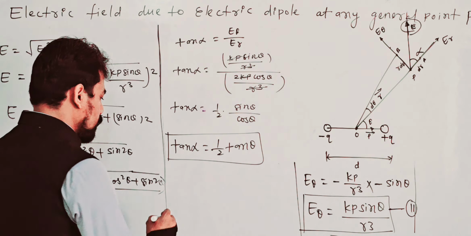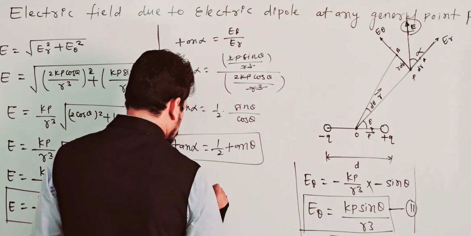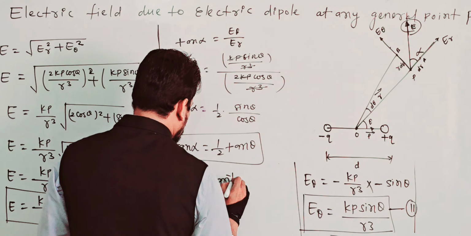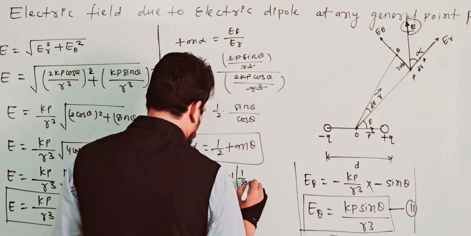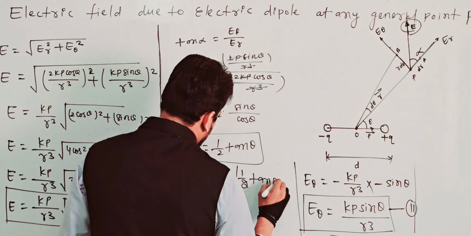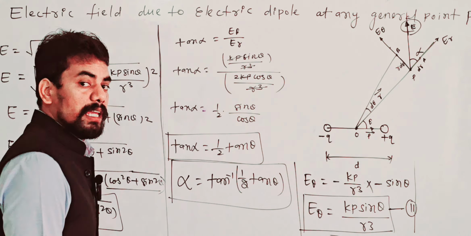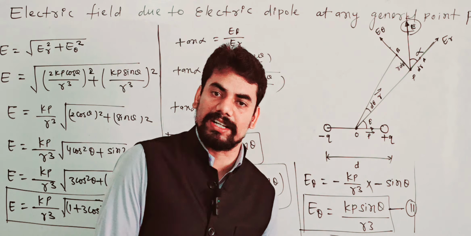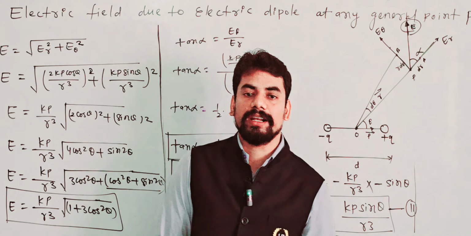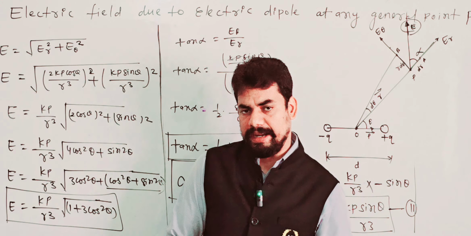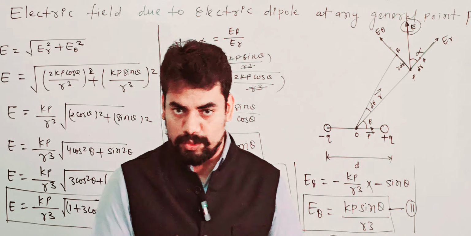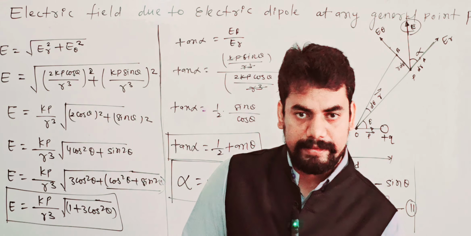Any problem? So alpha we can write tan inverse 1 by 2 tan theta. This is the general point. Students, keep in mind, this is the field at a general point. Okay, what is the formula? kp by r cube bracket under root 1 plus 3 cos square theta.